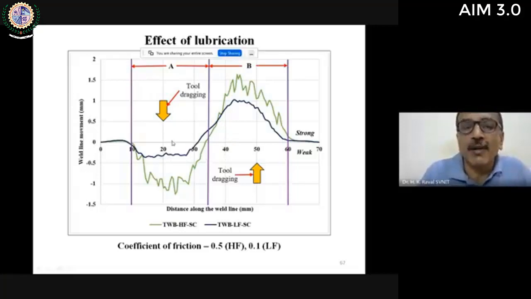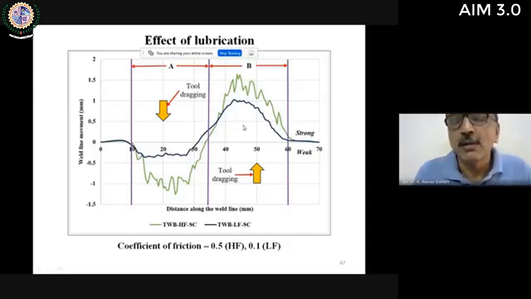Because of the tool dragging effect, this tool dragging is contributing towards the weld line shift of weaker material, because weaker material will have more deformation compared to stronger material. That is why you will find more weld line shift in the zone B compared to zone A, because now tool dragging is opposing your weld line movement of a weaker material. So weld line movement or tool dragging here is less, and here it is more because the weaker material has more deformations. Here the deformation is less.